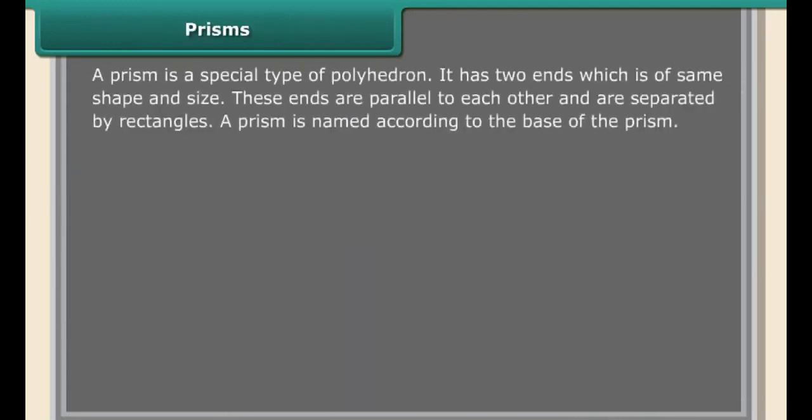Prism: a prism is a special type of polyhedron. It has 2 ends which are of the same shape and size. These ends are parallel to each other and are separated by rectangles. A prism is named according to the base of the prism.